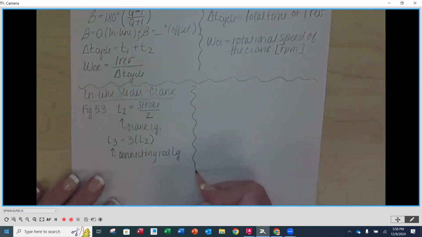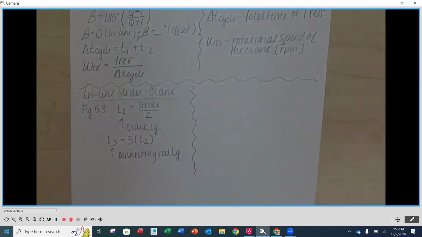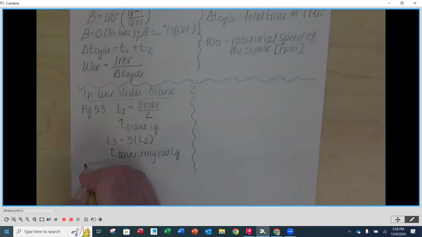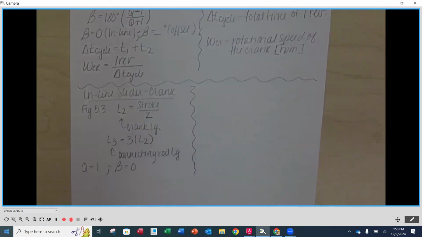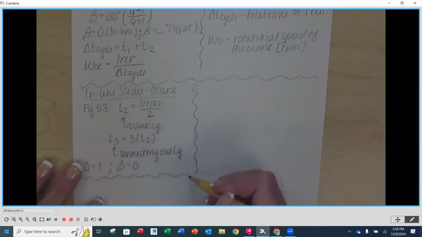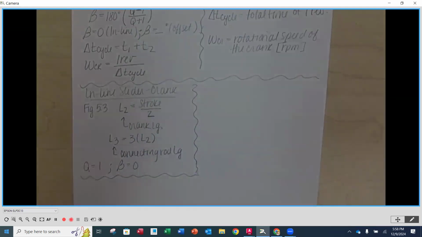Now, when we have an inline slider crank, this is when we have symmetric motion. We know that Q is equal to 1, and beta is equal to 0, or we don't calculate a beta. We'll learn about a beta in just a little bit, so just know that beta is equal to 0. We don't calculate a beta for that. So these are the things that we keep in mind with an inline slider crank.